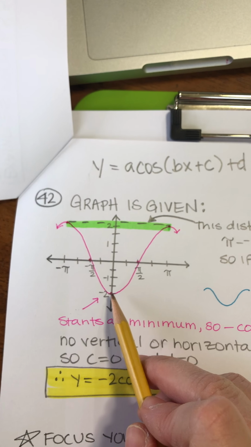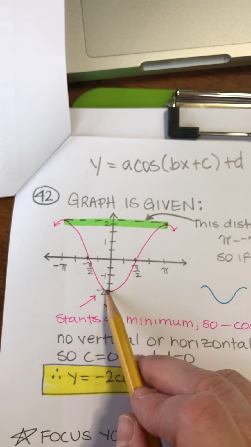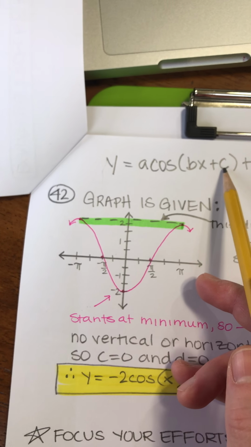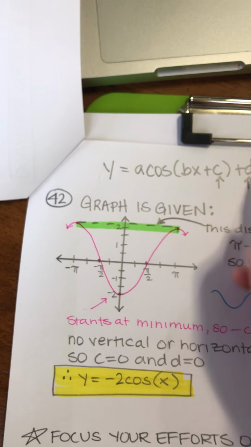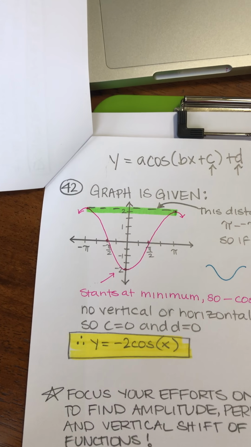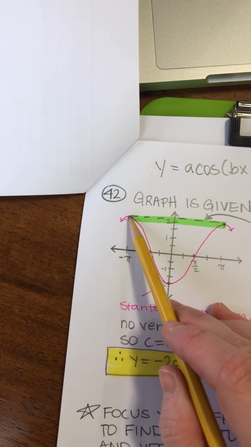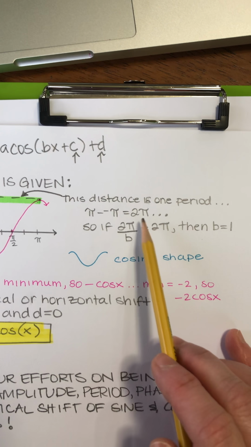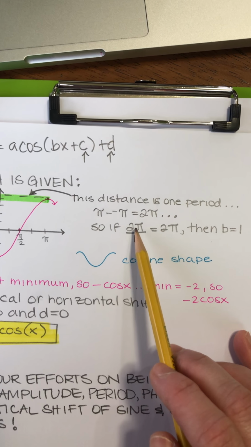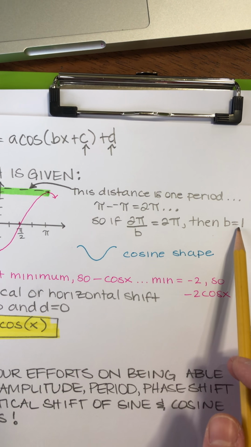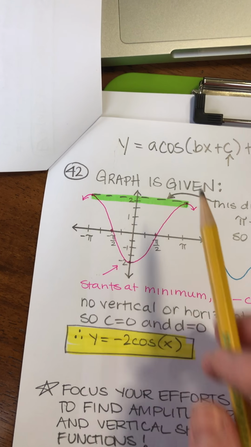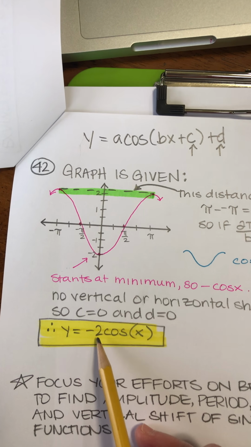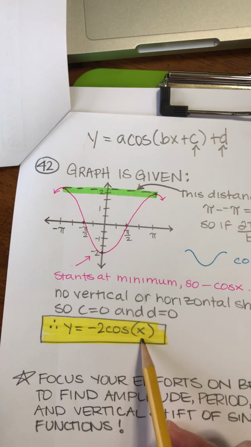Okay. Doesn't look like there's any vertical shifting because it goes from -2 to 2. There is no horizontal shifting because it starts at its minimum. So that means that C and D are both 0. That's going to make it a little bit easier for us. Okay? Then if we notice the distance between one maximum to another maximum, that's going to give us our period. And since the period is 2 pi over b equals 2 pi, that means that b is just equal to 1. And since it started at its minimum instead of its maximum, it got negated over the x-axis, so it's going to be -2 cosine 1x, or just x.